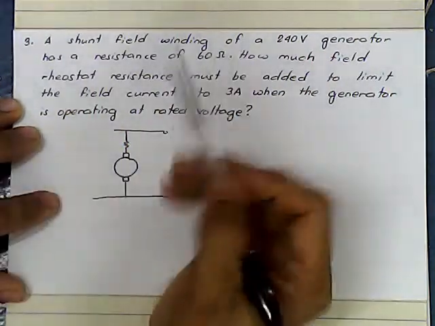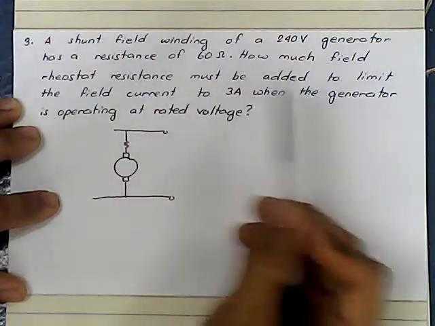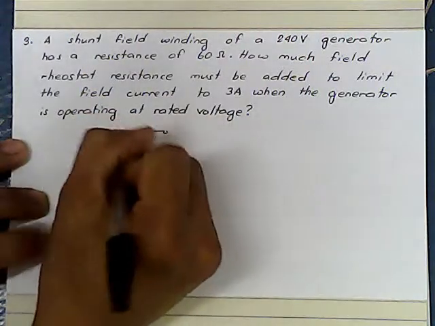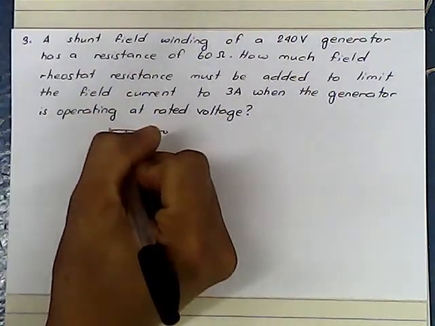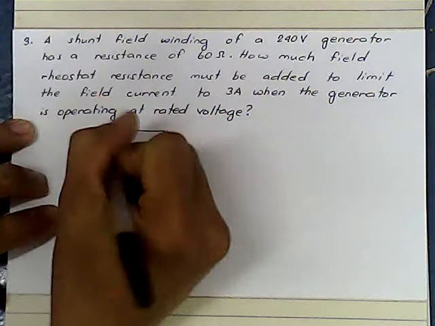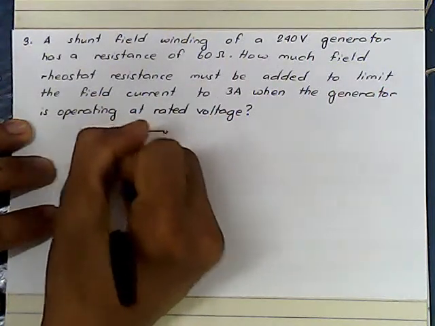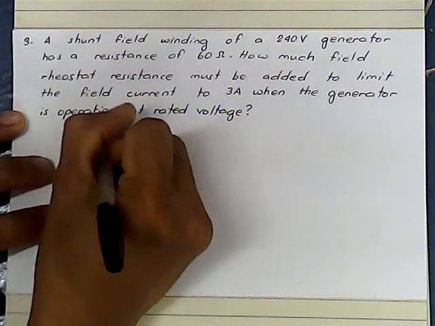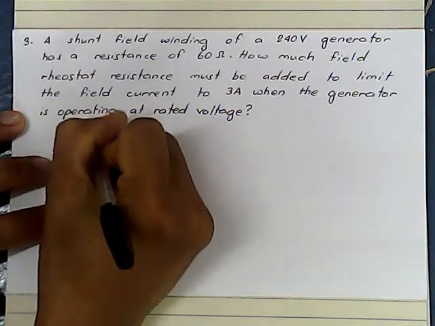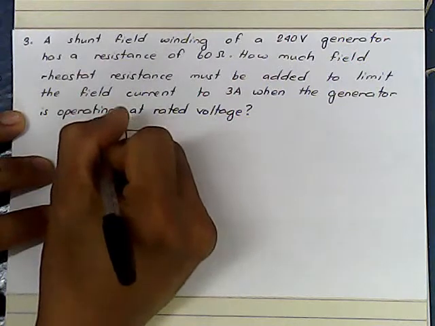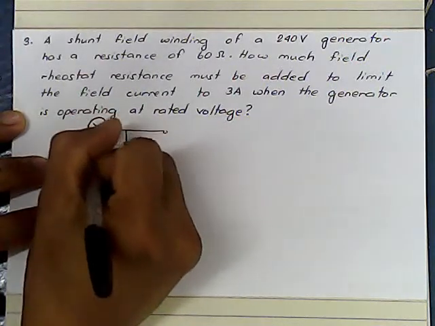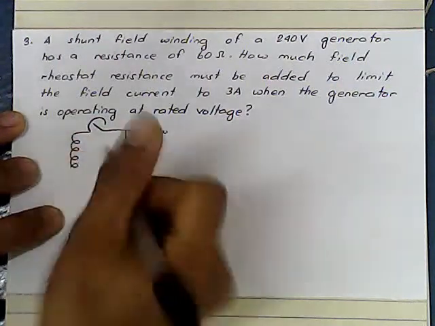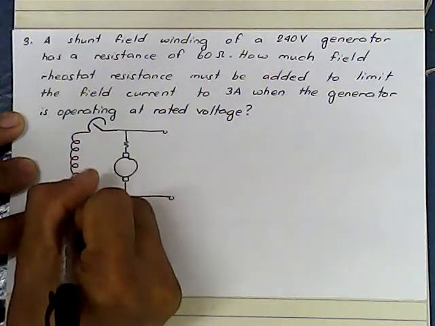Although meron siyang tinukoy dito na field rheostat. Yung field rheostat, katulad nung nakuha natin doon sa ibang topics, it is a variable resistance that is connected dito sa field winding para makakuha tayo ng variable resistance nang sa ganun makontrol natin yung field current.